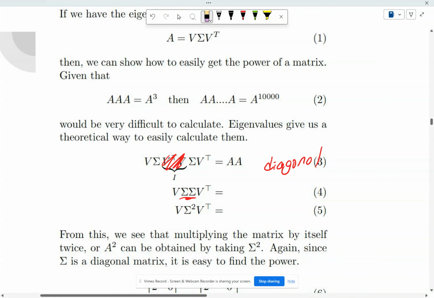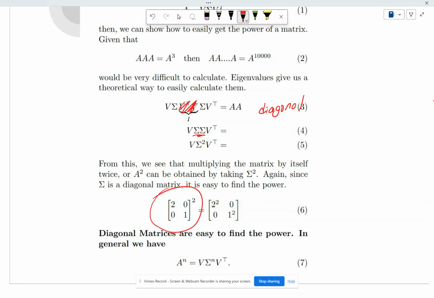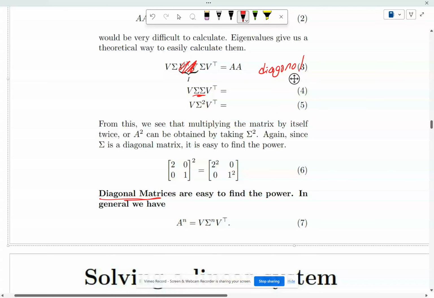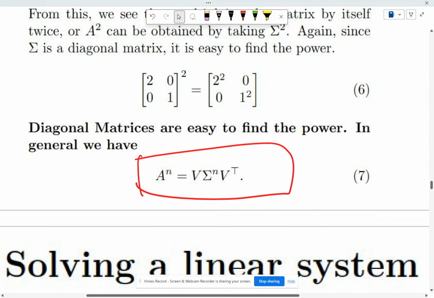All right. Therefore, if we want to take the square of this diagonal, it's just as easy as taking the square of all the diagonal elements. From this, we can conclude that diagonal matrices are really easy to find the power of. And in general, A to the nth power is simply the eigenvectors, and then you take the eigenvalue matrix and take it to the nth power, and that's it. This right here is how you find powers.